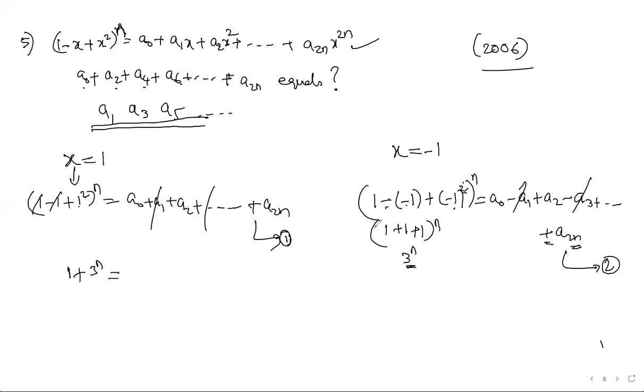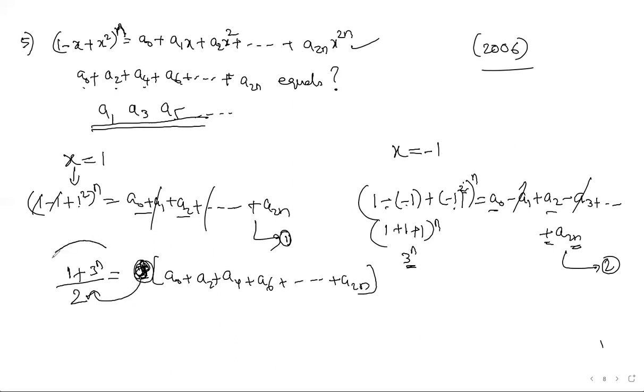In the right hand side, a0, a2 everything is repeating twice. So you can take 2 as common: a0 plus a2 plus a4 plus a6 plus and so on a2n. So if you just take this to this side, it will be divided by 2. So the answer is (1 plus 3 power n) by 2 for this expansion. This is also fairly straightforward.